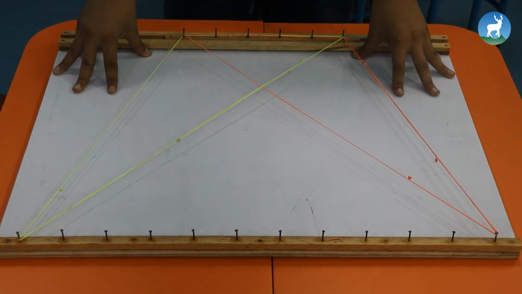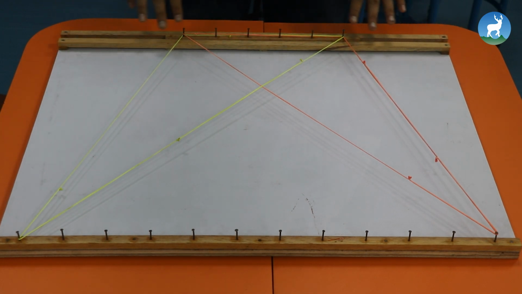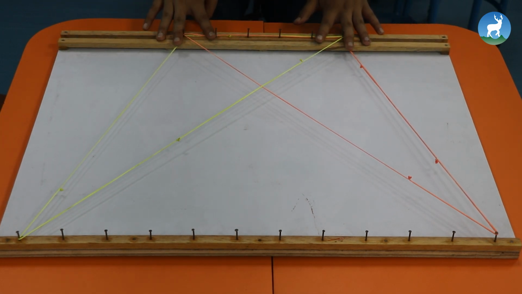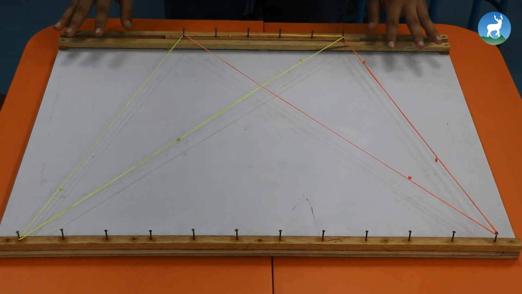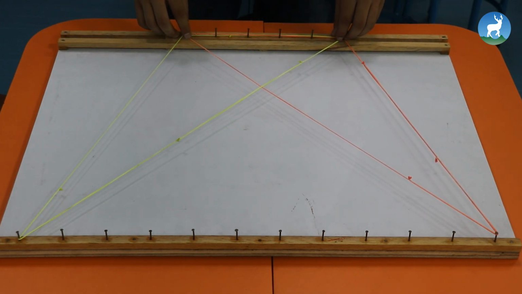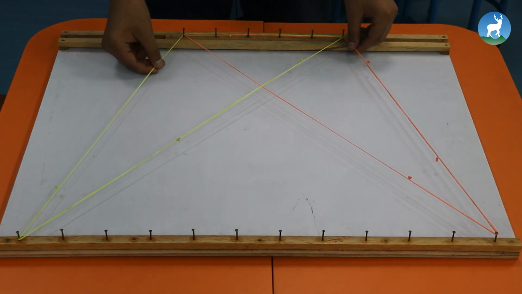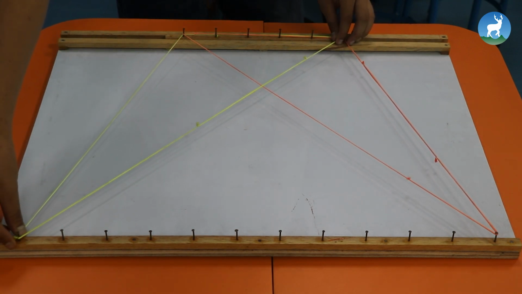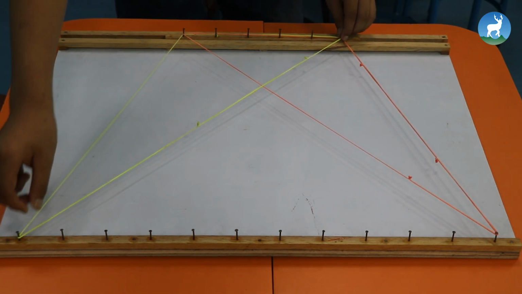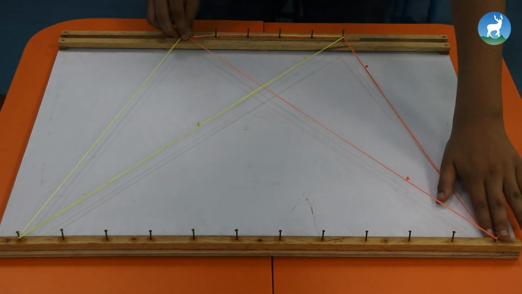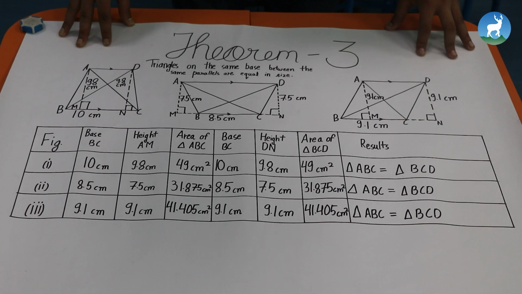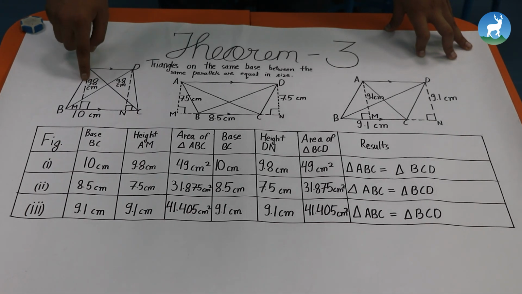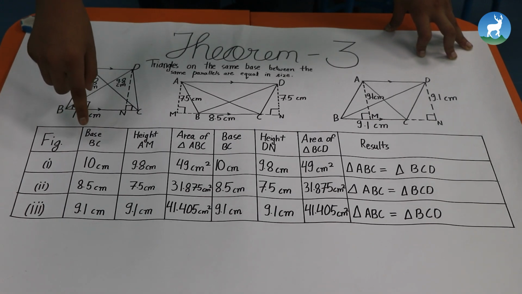As for our third theorem, it states that the areas of two triangles that are made from the same base and between the same parallel lines are equal to one another. According to this theorem, this triangle is supposed to be equal to this triangle. Here is the experimental verification of our third theorem.